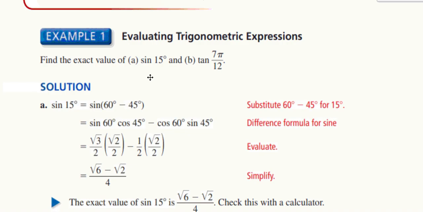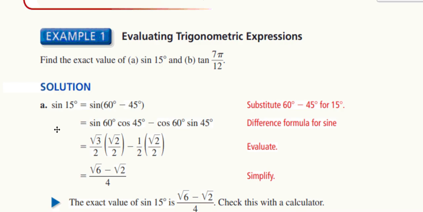You just need to find two numbers using only 30, 45, 60, 90, or 0, which isn't really helpful because if you add 0 to anything, it's just 0. So again, you can only use those numbers, and you have to make it equal 15. So since they made it sine of 60 minus 45, it's sine A times cosine B minus cosine A times sine B.